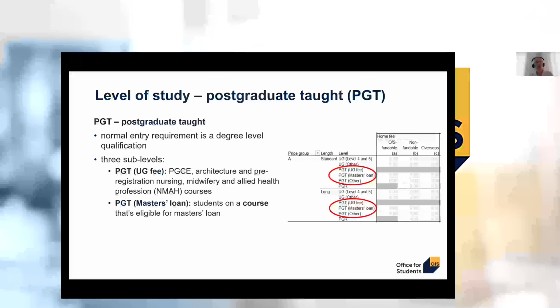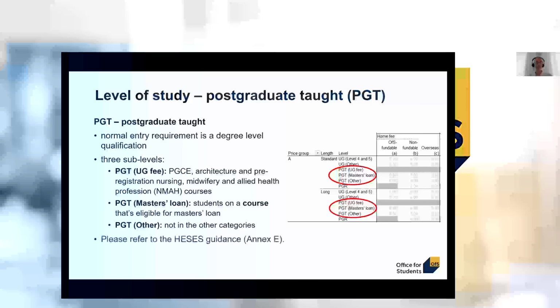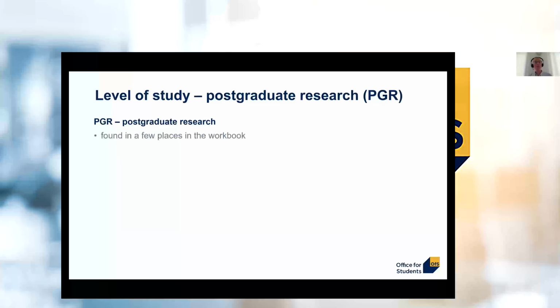We then have PGT Master's Loan, students on a course that's eligible for Master's Loan. Now, I've leant on the word course there because this is a characteristic of the course rather than the student which determines this. And then we have PGT Other, which, as the name suggests, is everything which is not in the other 2 categories. And again, Annex E is a place to go to look at all of this in detail. So postgraduate research, you will find this in a few places in the workbook. It's not actually something we use for funding. It is though for planning. And again, Annex E is the place you need to look to find out more.